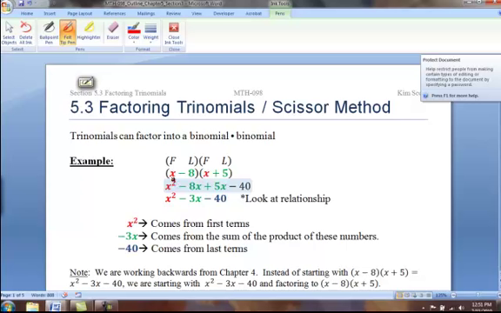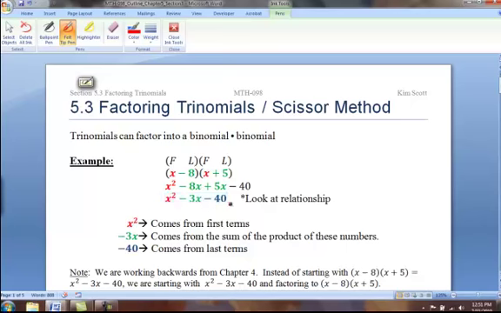Remember, we can multiply that by doing the FOIL method. First times first is x squared. The outside and inside would give us negative 8x plus 5x. And the last term times the last term would give us negative 40. And of course the middle two terms combine to give us negative 3x. Now multiplying is what we did in the last chapter.